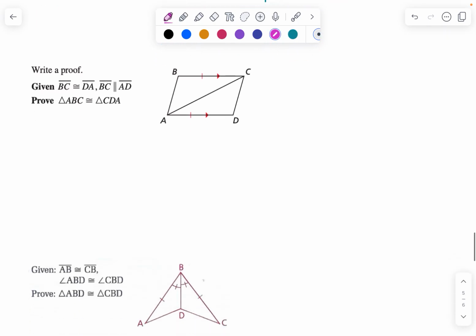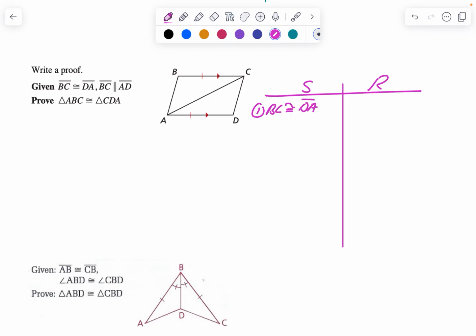Let's try this one now. Statements, reasons. Okay, so we have BC congruent to DA, and we have BC parallel to AD. Oh, why did I write congruent? It's parallel. Okay. Now, I look at my drawing. Before we talk about parallel, I'm just going to say AC congruent to AC, reflexive.